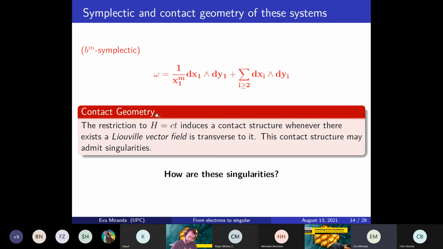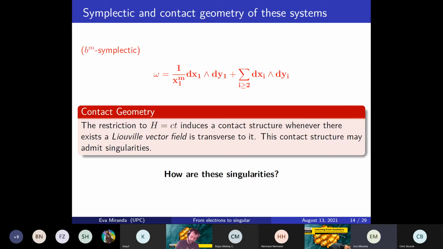And then it still makes sense, this idea of restricting to a hypersurface. The question is, when you restrict to a hypersurface, if you have the condition that the Liouville vector field is transverse to it, you may inherit a singular contact structure. And then the natural question is, do you have the same kind of conjectures here in the singular setting?